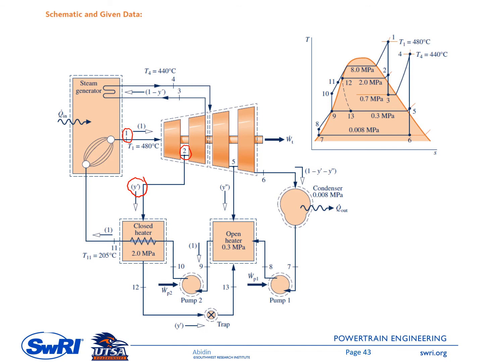Exiting this turbine, it is step number 3, and the working fluid is reheated inside the reheater, and then it goes to step number 4 at the exit of the reheater. Then it goes back again to the other stage of the turbine, and there is a second extraction of the working fluid. It is step number 5. It goes to the open feed water heater, and the amount of this extracted working fluid is represented by this y with a double prime.